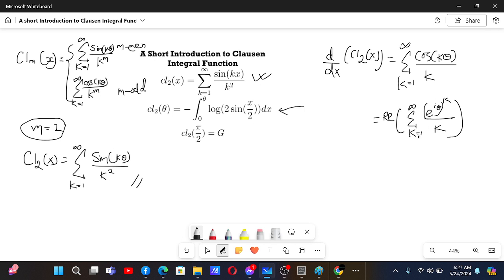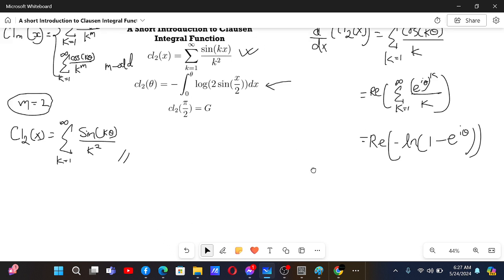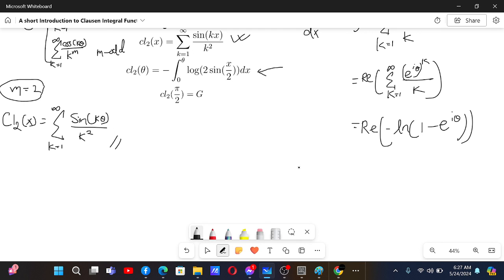Now we know that summing x to the power k by k, what we get is just minus ln(1 − x). So this is minus ln(1 − e^(iθ)). This is just the summation property from logarithms. Now we need to find its real part. First of all, let us write this in the cosine and sine notation. So this is 1 − cos θ − i sin θ. Now we have the separated real and imaginary parts over here.